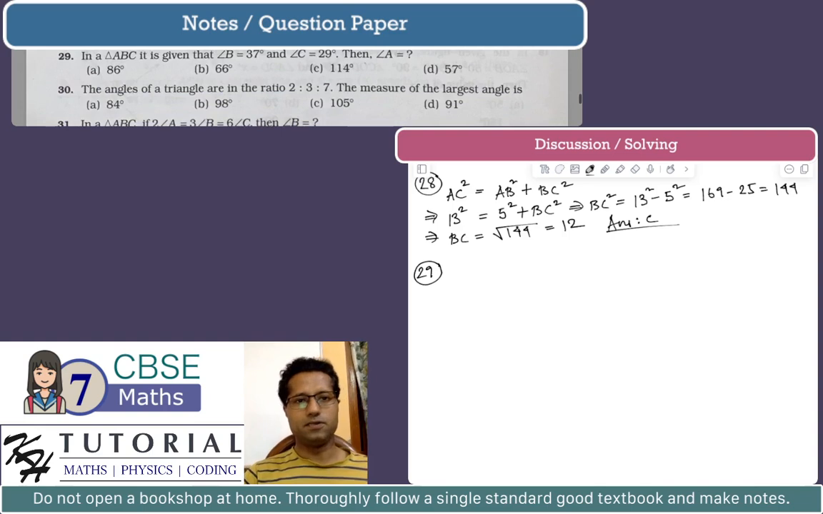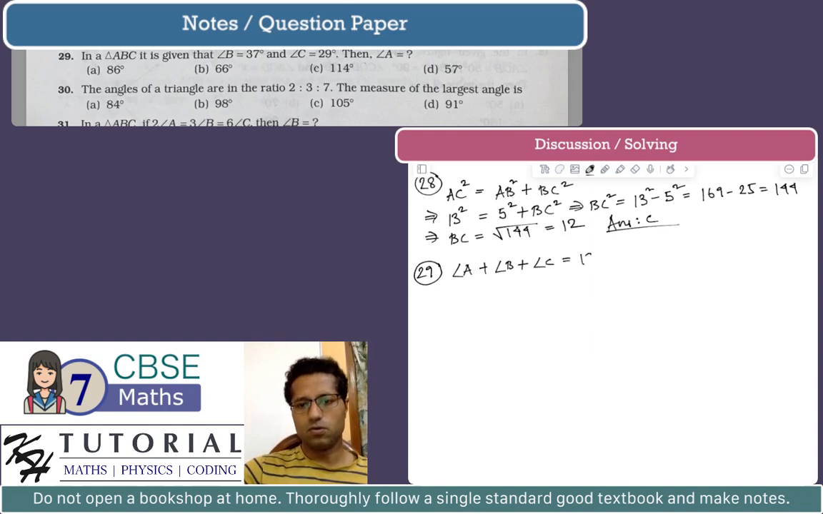In a triangle ABC, it is given that angle B is equal to 37 degrees, C is equal to 29 degrees. Then what is A? It is a pretty straightforward question, as we know that in any triangle ABC, angle A plus angle B plus angle C will always be equal to 180 degrees from the angle sum property.